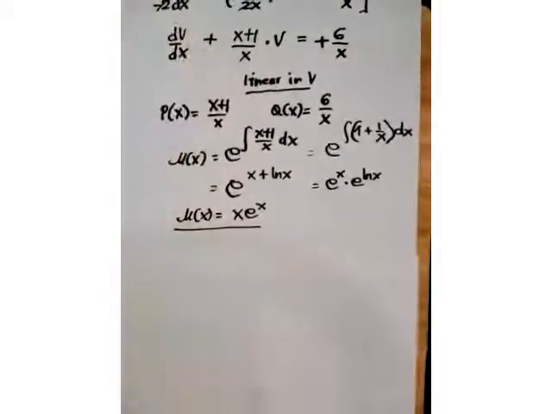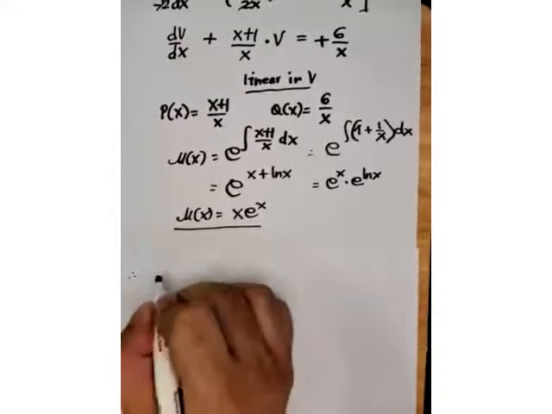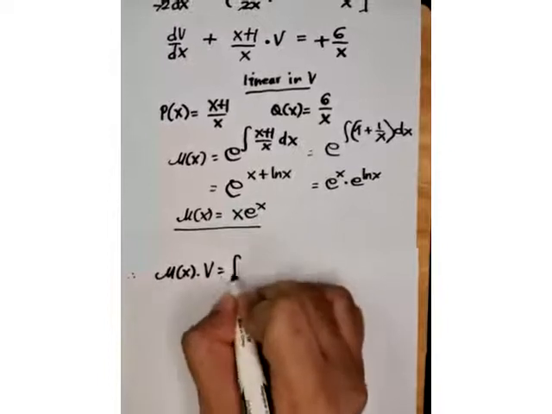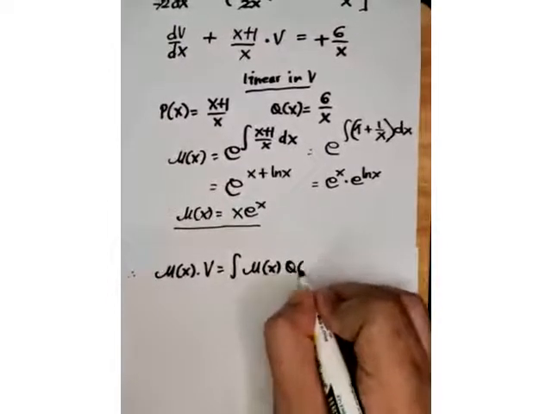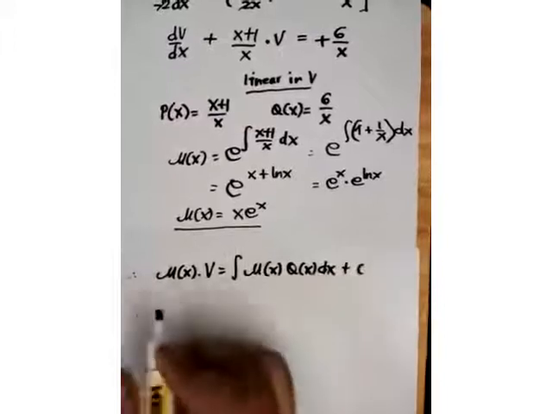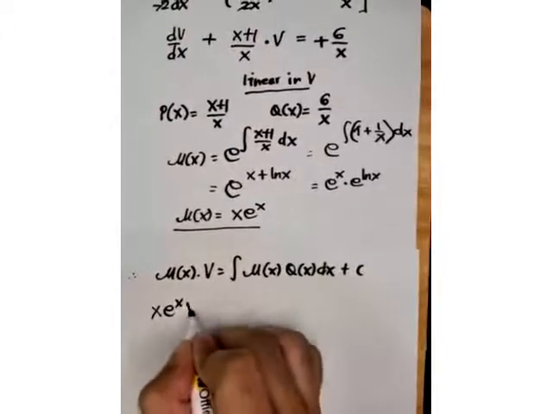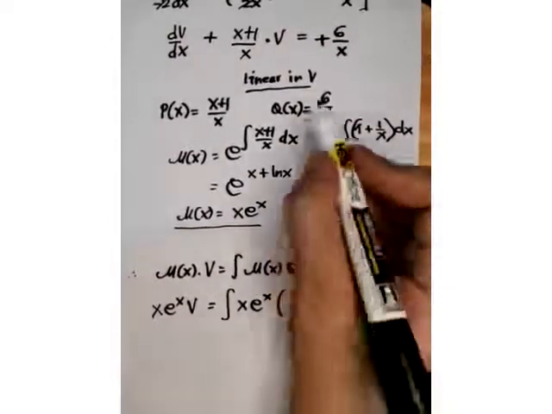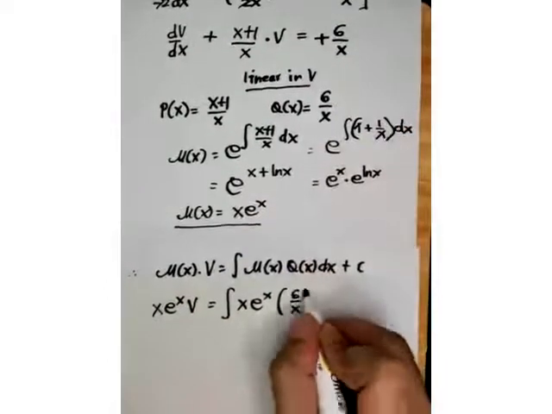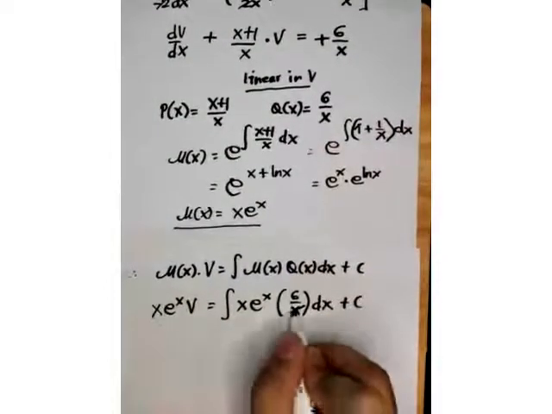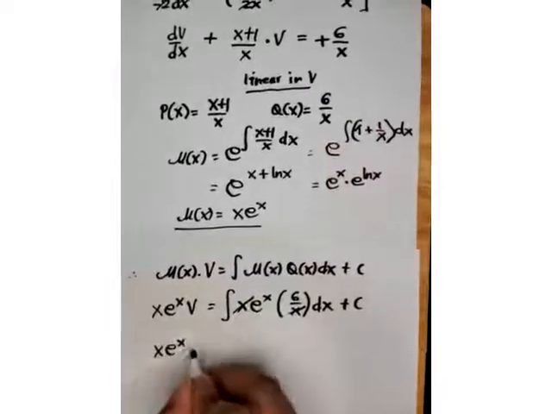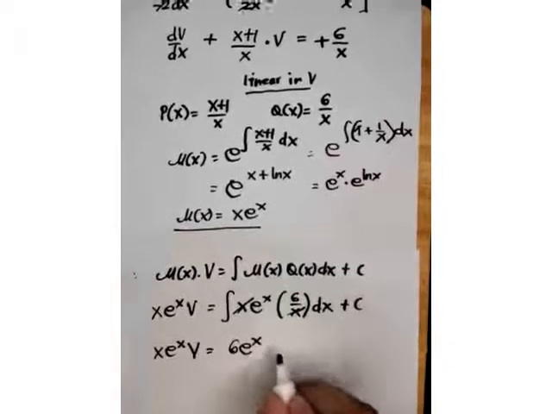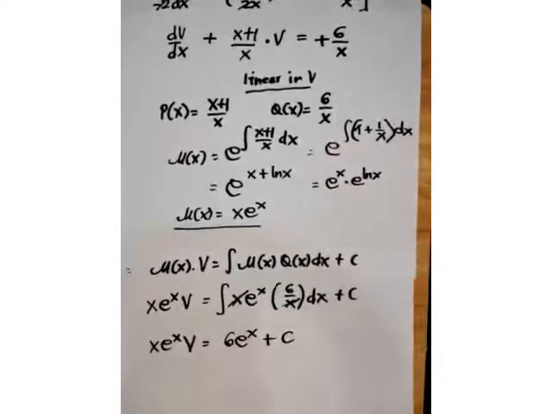Okay, pag nagawa na natin yan, substitute na natin siya sa formula. So therefore, diba, the integrating factor times v is equal to the integral of the integrating factor times Q of x dx plus c. So we'll have x e raised to x v is equal to the integral of x e raised to x times 6 over x dx plus c. Cancel. So x e raised to x v is equal to integral ng 6, so 6 e raised to x plus c.